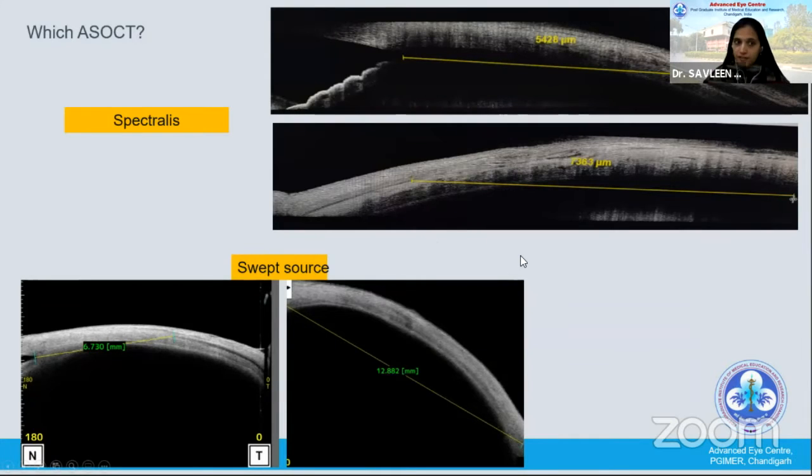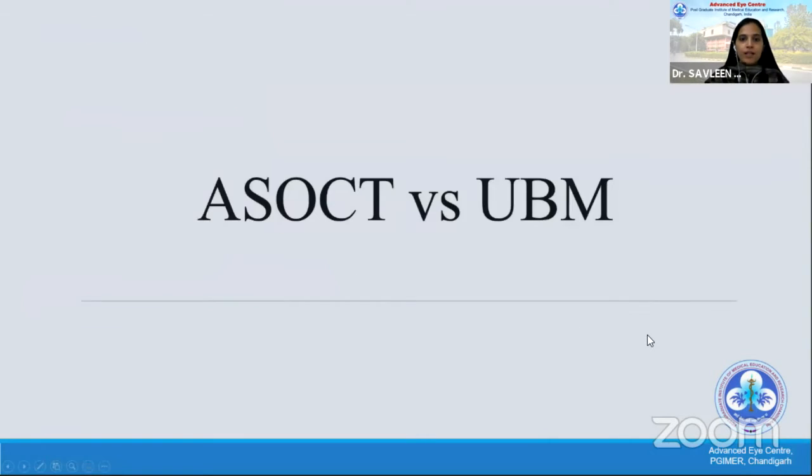Now, if you ask me which ASOCT to use, you can use any. Of course, Spectralis is available. Any anterior segment practice will have an ASOCT, I think, available in a tertiary institute and sometimes in good private institutes as well. The Spectralis gives a good resolution, but the distances measured might not be that far off from the limbus, and acquisition time is a little more than the swept source OCT, which in my opinion is the best in the market right now.